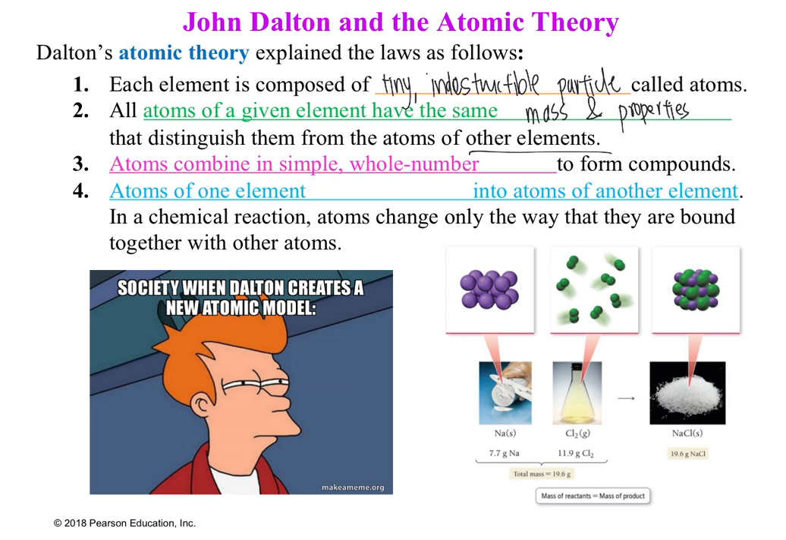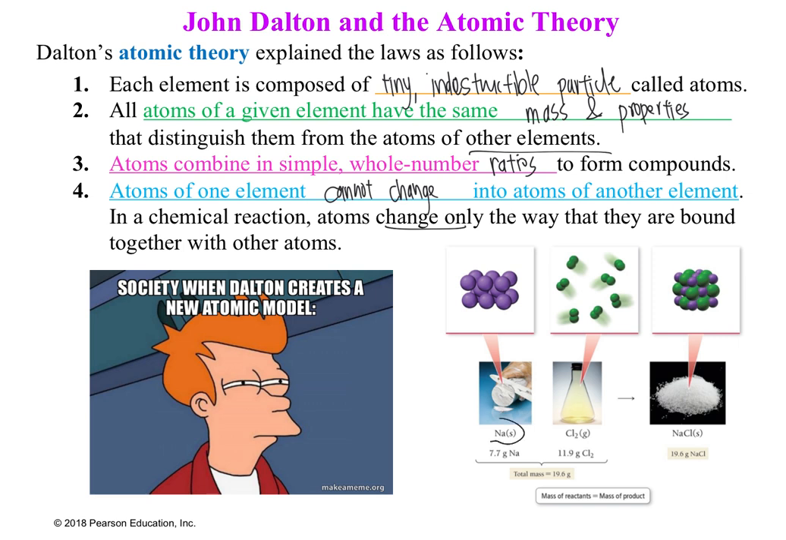When atoms come together, they combine in simple whole number ratios to form molecules. And when atoms react, there is an exchange of how they're bound together, but they cannot change into atoms of another element. That part basically just disproves alchemy.